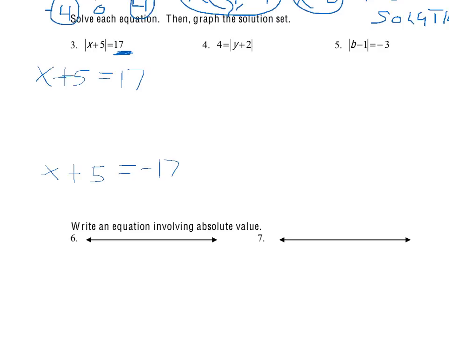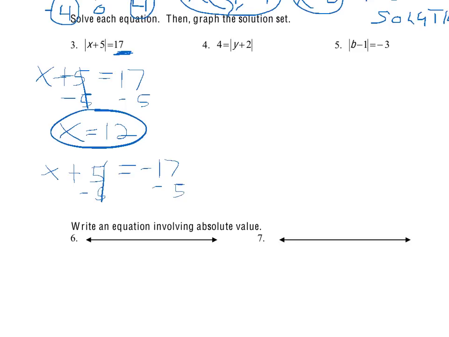Now I just have one-step equations. I subtract 5, subtract 5. So I get 17 minus 5, that gives me 12. So there's an answer. Here I subtract 5. -17 minus 5 is going to give me a negative. Since they're both negatives, I add the numbers. 17 and 5 is 22, but it's going to be -22. So these are my 2 answers.